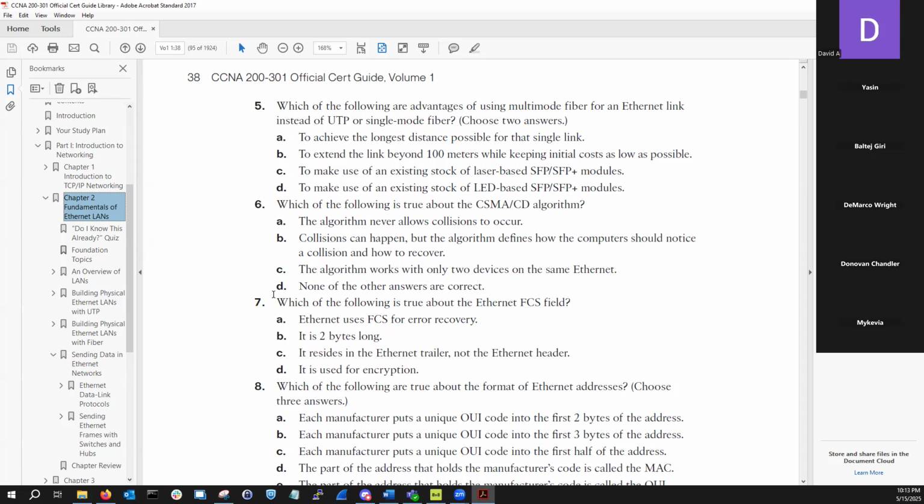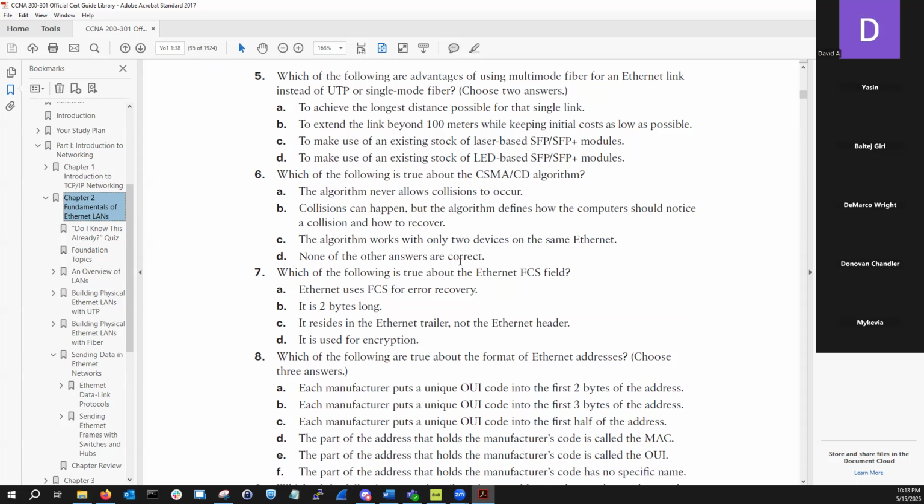All right, B and D is correct for question 5. Good job. For multi-mode fiber, the maximum distance is 400 meters, and 300 meters in certain cases. Remember that for the exam. I will. All right, question 6.